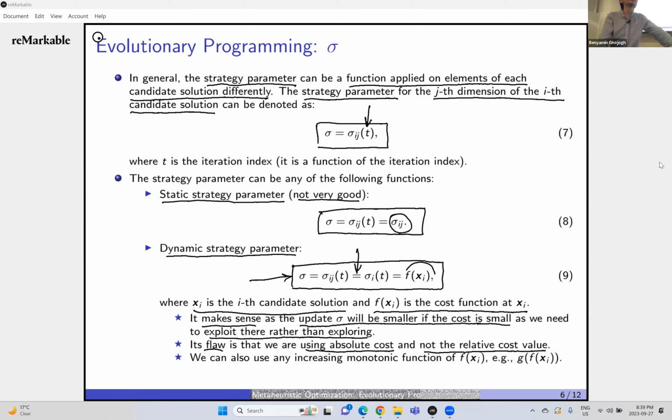Whenever we use the absolute cost, some problems might occur, right? It's better to use it relatively. For example, also in proportional selection in genetic algorithm, we use relative costs, right? In roulette wheel and these things. So we can also use any increasing monotonic function of f, for example, g of f of x. Why should it be increasing? Because the larger the cost, the larger the sigma should become, and the more jump I should have, right?